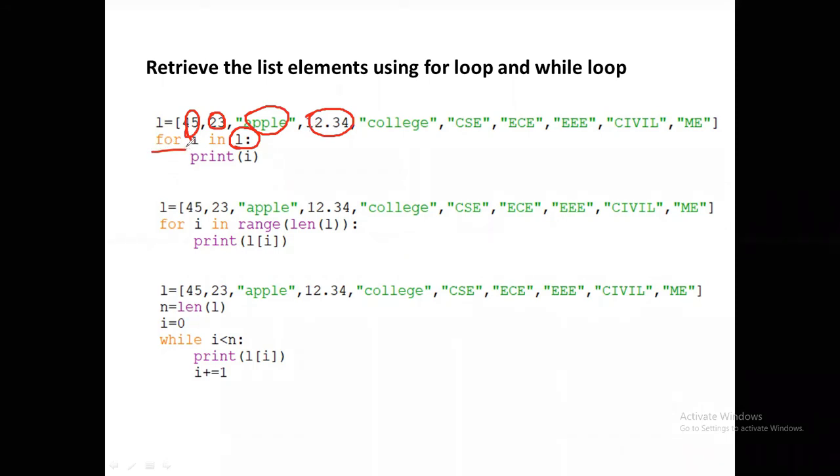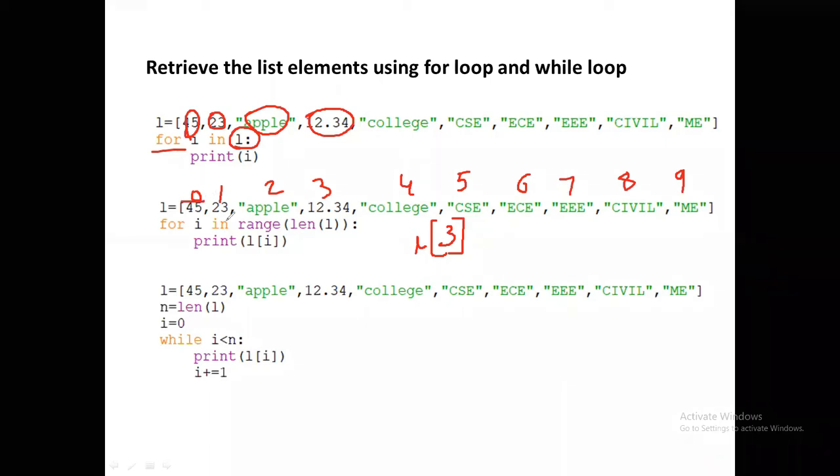And sometimes we can access the elements with the help of indexes. Here, this is the list L. This is index 0, index 1, index 2, 3, 4, 5, 6, 7, 8, 9. If I print L of 3, what is the output? Everyone please give the response in the chat box. If I try to print L of 3, what is the expected output?